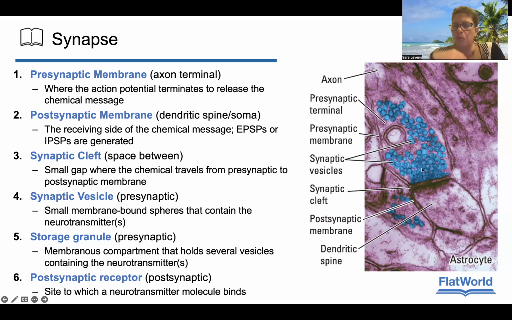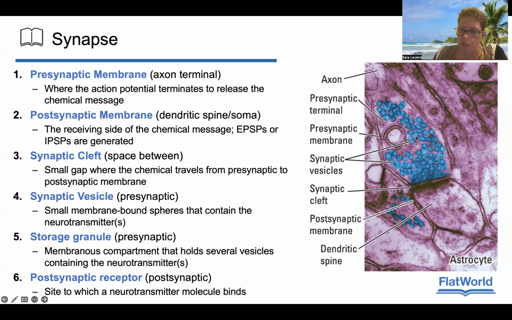At the end of the action potential, you get excitatory postsynaptic potentials or inhibitory postsynaptic potentials that would then cause this cell to be excitatory or inhibitory. They would pass through the synaptic cleft.